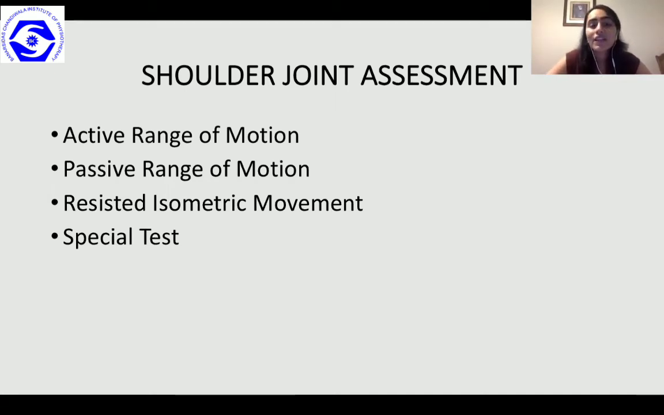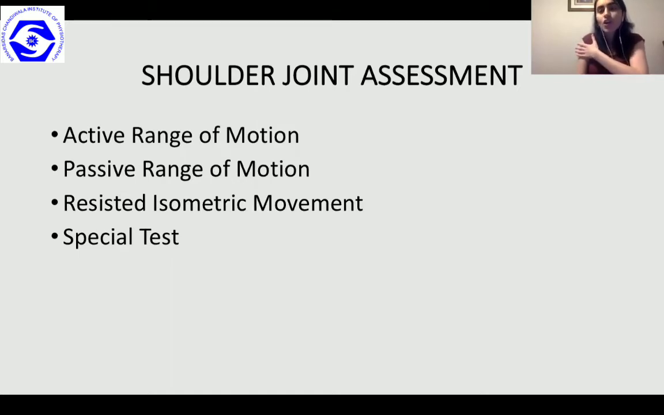And then we will test for resisted isometric movements, and in this we will look for all the resisted isometric movements of the shoulder. So I'll show you how we can do it. Always remember, in case of resisted isometrics, the muscle and the joint should be in a relaxed position. So for shoulder, we can keep it in this position, and for flexion, we can test this way.